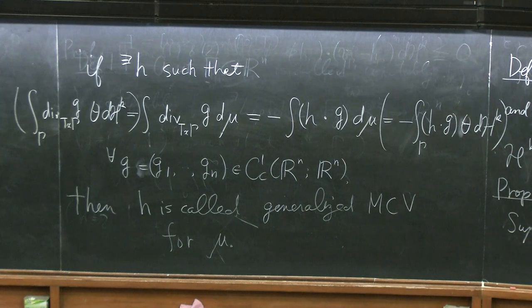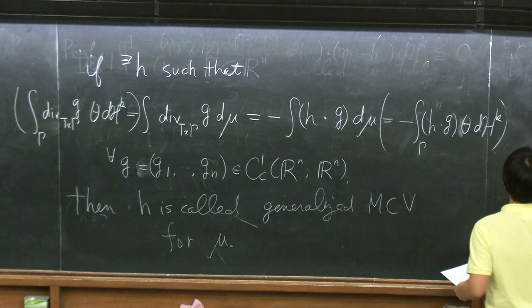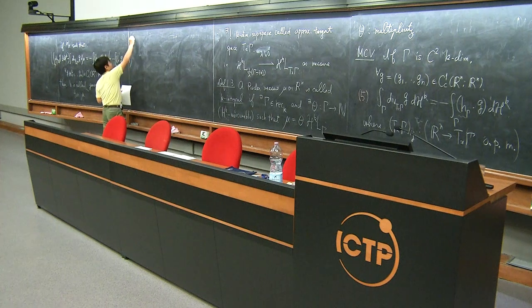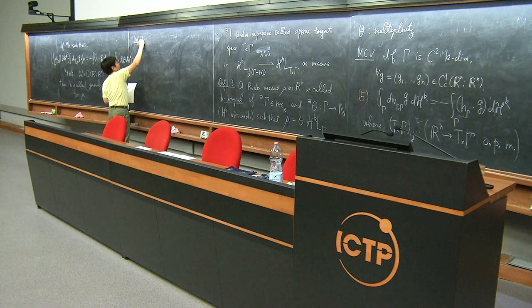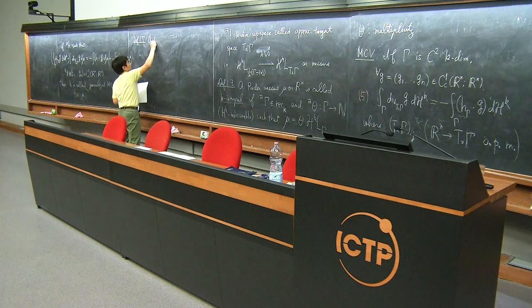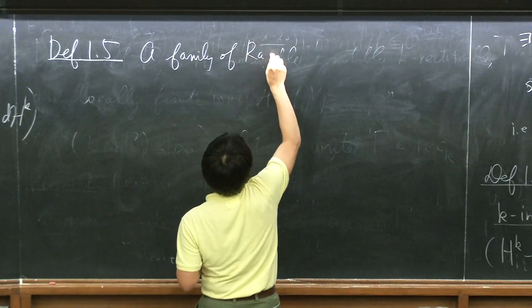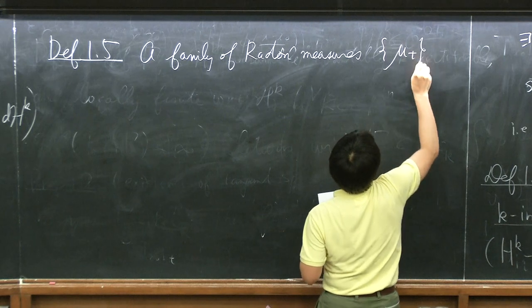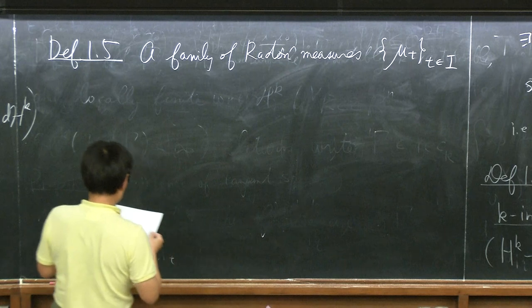All right, so now, eventually, I think it's almost time. Now, finally, I can define Brakke mean curvature flow. So, that was good. I could define it. It's the first achievement of my lecture. So the definition, let's see, definition. Okay, so this is 1.5. A family of Radon measures, let's call it mu t, is called a Brakke flow.